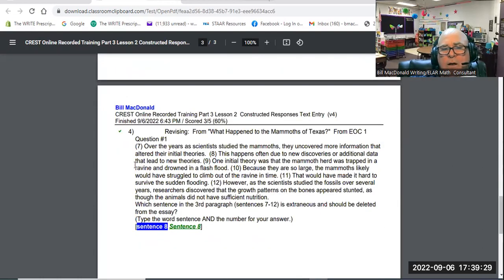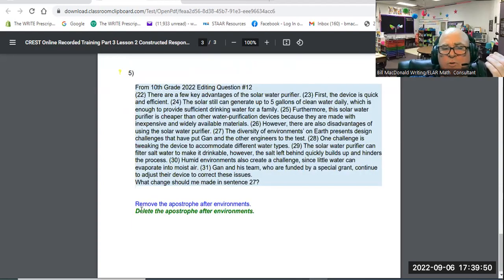Number four, got it correct. And so I want you to notice lowercase sentence 8, correct answer sentence 8. It did give me credit even though it wasn't capitalized. Sentence 8 was the one that was sort of redundant. And our last one said to remove the apostrophe after environments and delete the apostrophe after. Since that is the same thing, and my answers are similar, then I would say that I got the 100 that I was hoping for. And I don't know if you can see it, but it does have a print option where the kids could print out their test for you.